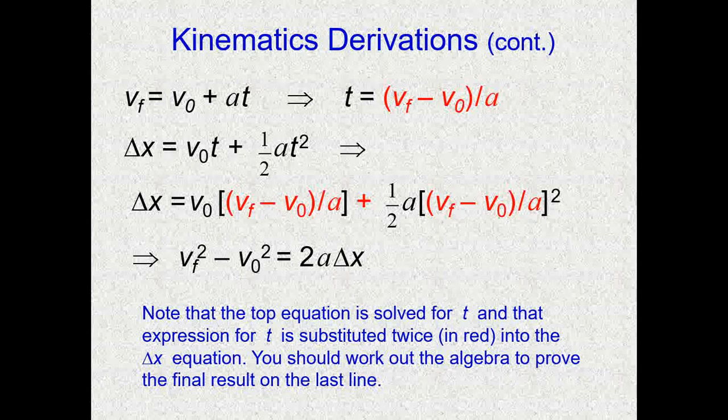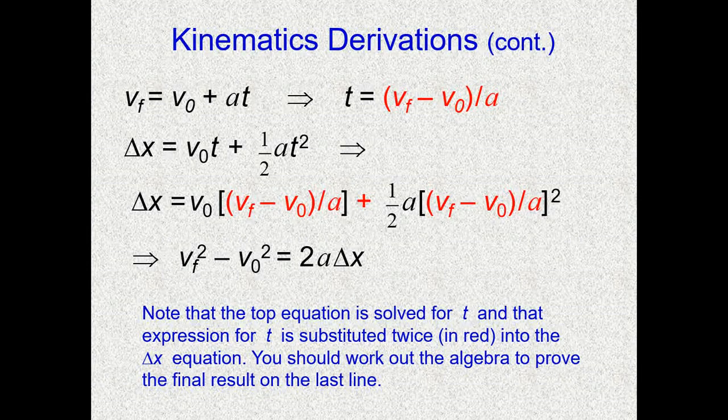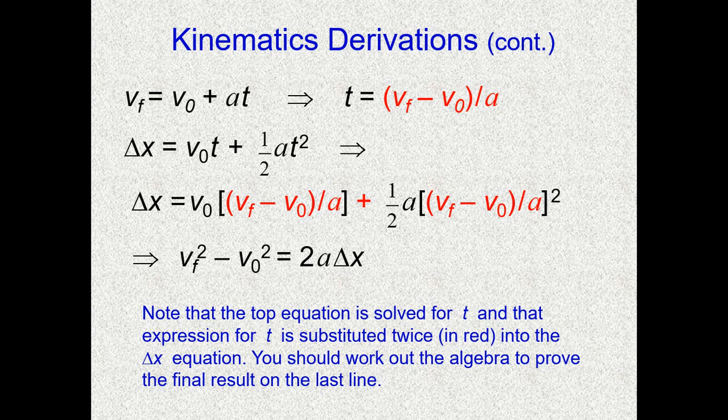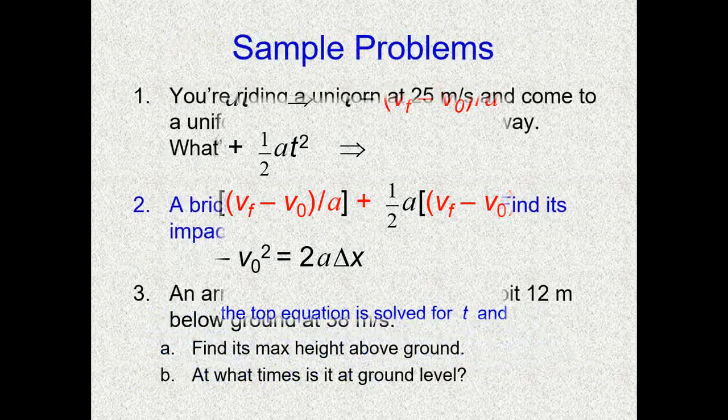So t equals (vf minus v0) by a, and delta x equals v0 t plus 1 half a t squared. So delta x equals v0 times (vf minus v0) by a plus 1 half a times ((vf minus v0) by a) squared. So we will get vf squared minus v0 squared equals 2a delta x. Note that the top equation is solved for t, and that expression for t is substituted twice into the delta x equation. You should work out the algebra to prove the final result on the last line.